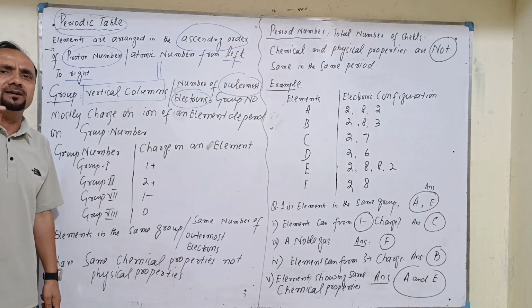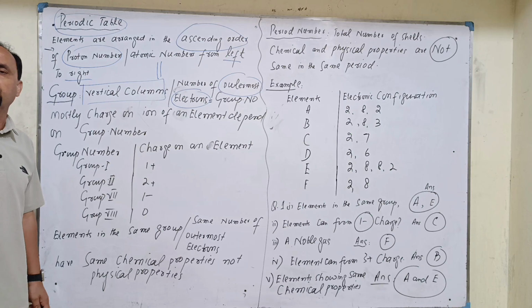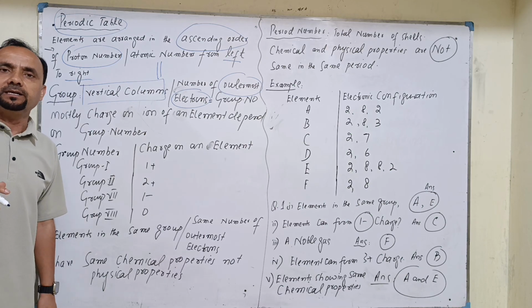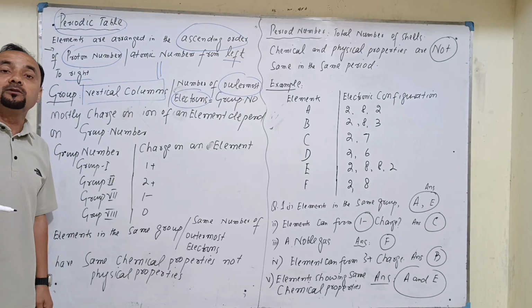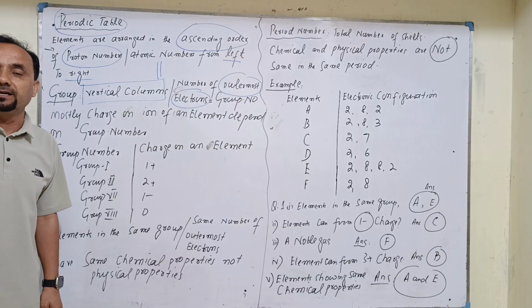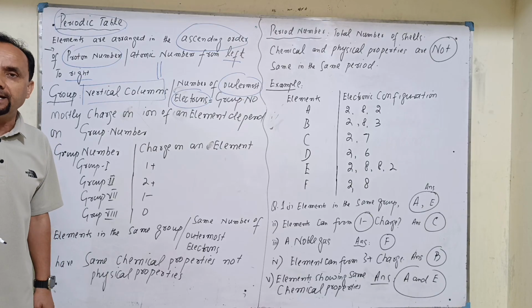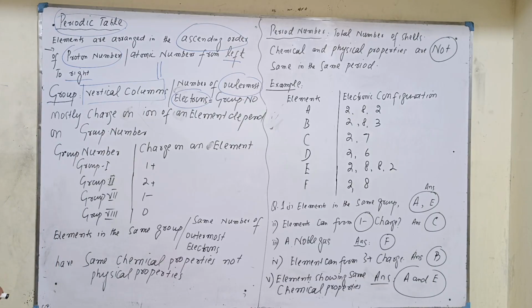You can see any group. For example, if you take one member from group 2, that is magnesium. Why is magnesium in group 2? Because it has 2 electrons in the outermost shell. Why is chlorine in group 7? Because it has 7 electrons in the outermost shell. Why is neon in group 8? Because it has 8 electrons in the outermost shell.